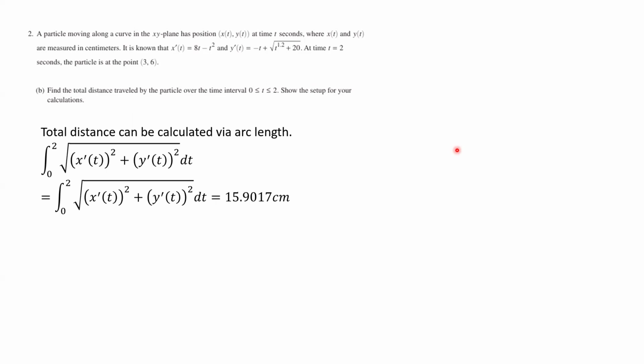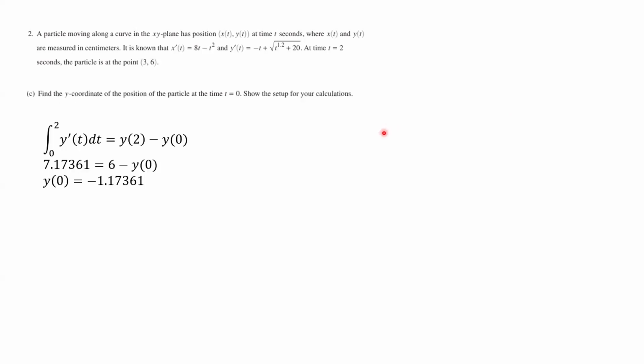So to find the total distance, we can just find the arc length, right? Because if you measure the length of the arc, that's exactly how much this particle traveled. Okay, so the arc length formula is this. You're going to go from 0 to 2, the square root of x prime of t squared plus y prime of t squared. So plug this as y1, plug this as y2, and then you can do fnInt of the square root of y1 squared plus y2 squared. And if you plugged it in correctly, you should get 15.9017. And then don't forget units again. It is in centimeters.